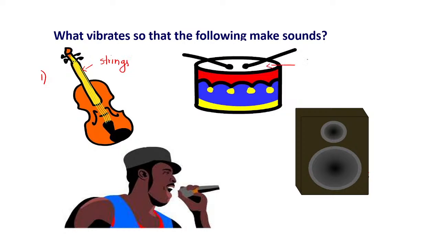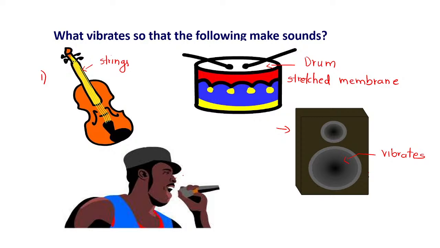In drum, which part is vibrating that produces sound? In drum we have the stretch membrane. This stretch membrane, when you strike it, vibrates and will produce sound. How do you get sound from the speaker? There is again a stretch membrane here. This stretch membrane vibrates and it produces sound.